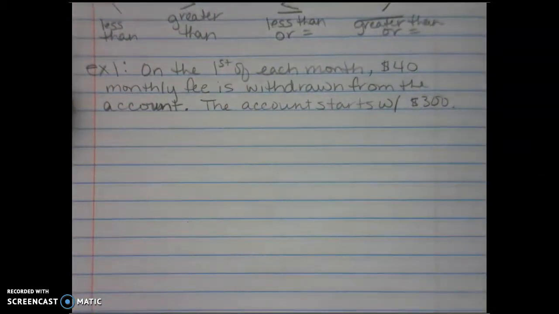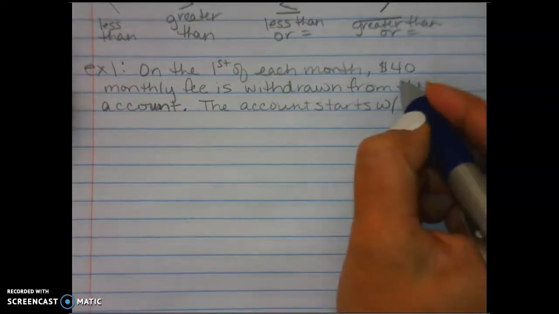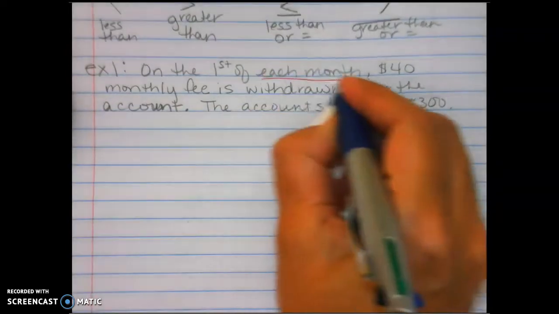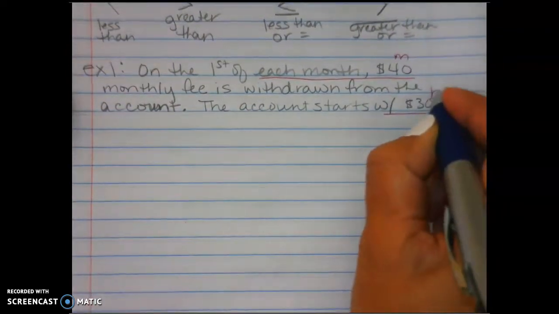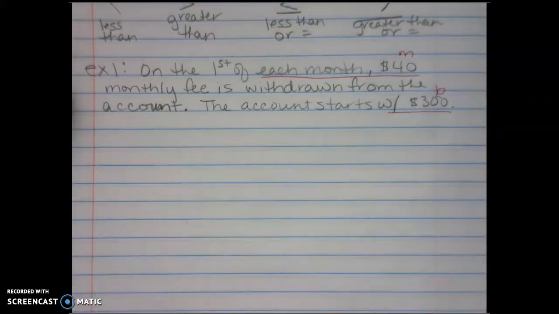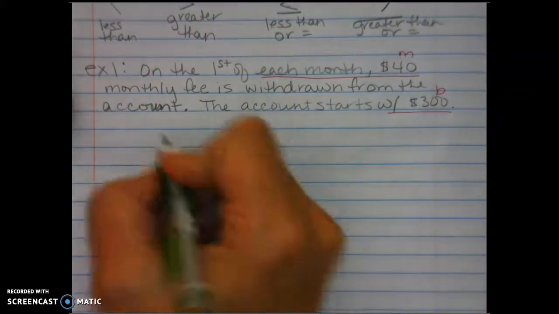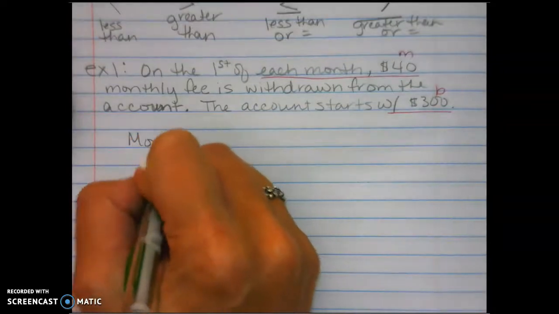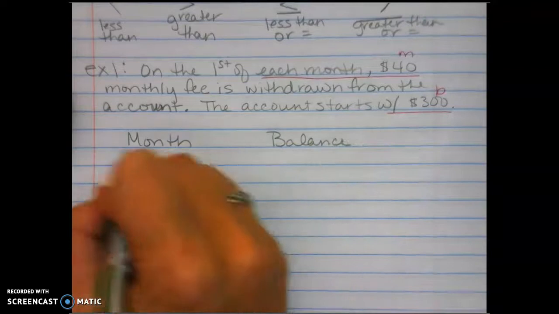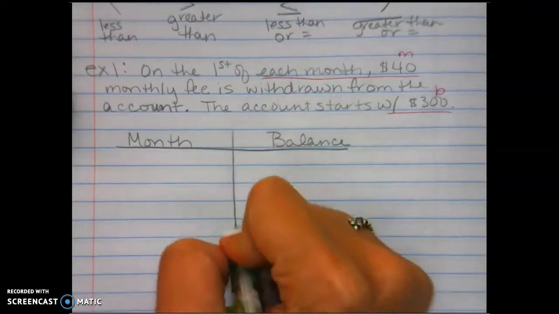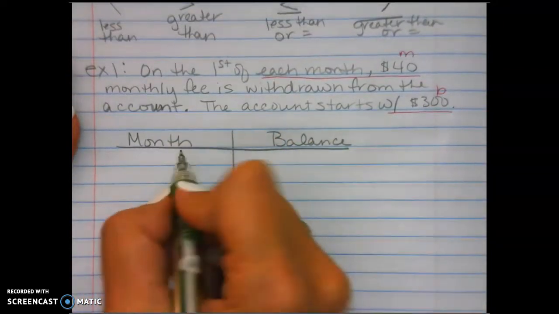Okay, so what we want to do is we want to make a table to demonstrate these things. Also, keep in mind, we've been talking about M and B. So $40 is each month. So this is in fact our M, and we're starting with 300. This is our B in our equation, y equals mx plus b. So we're going to make a little table here. We're going to say this is the month, and this is the balance. And we're going to just show what happens.